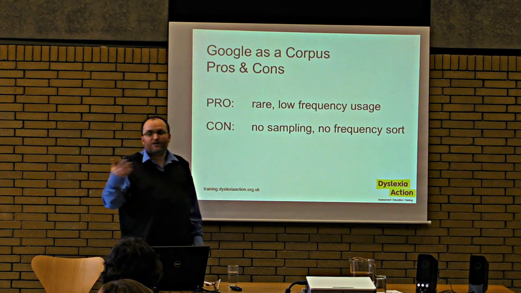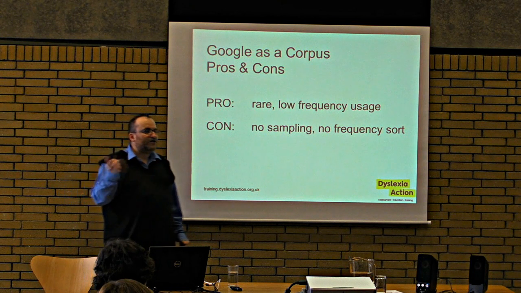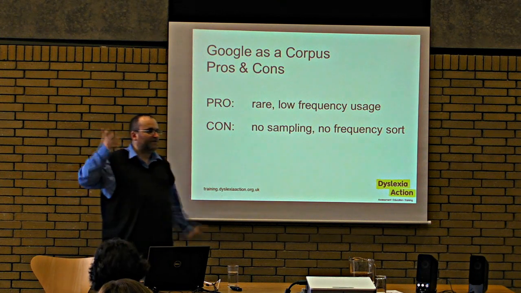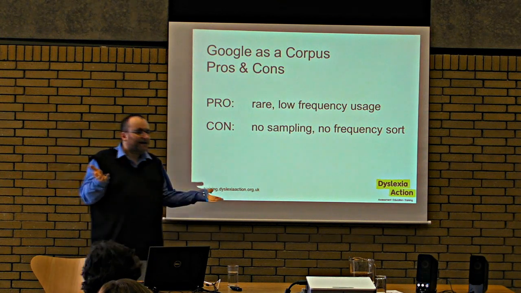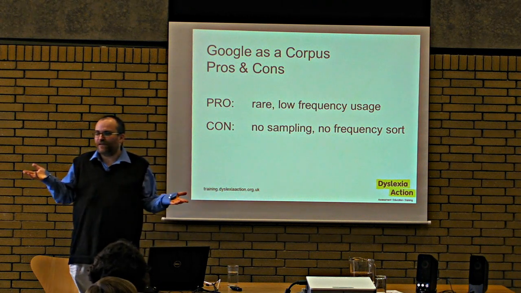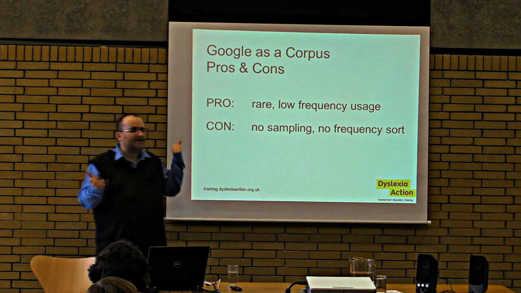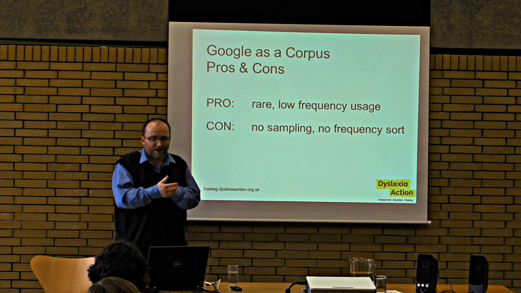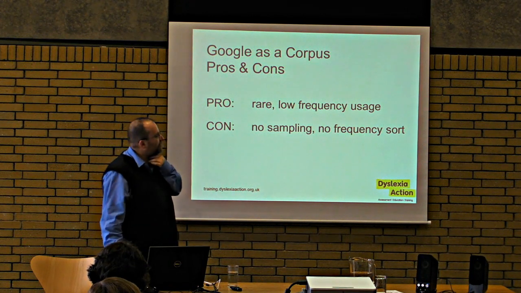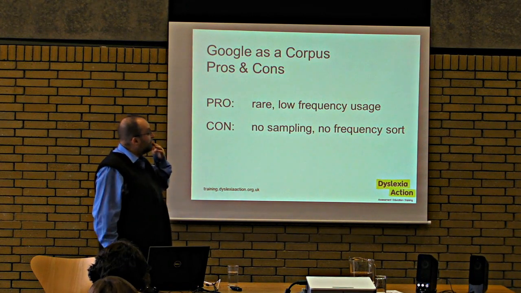The con, obviously, is that there's no sampling. So if somebody uses something once by mistake or because they felt like it, you'll find it. But you don't know if it's representative at all. But if there's only one instance of it on Google, it's probably a good hint that it's not particularly frequent.